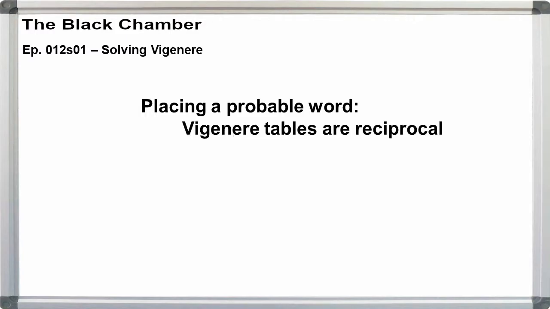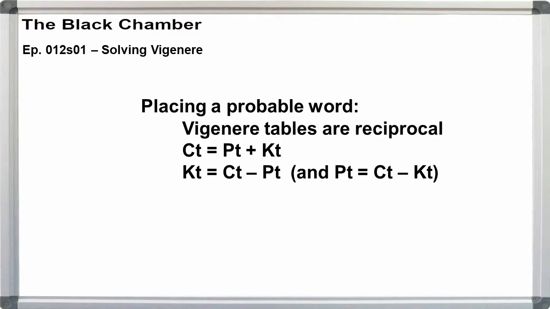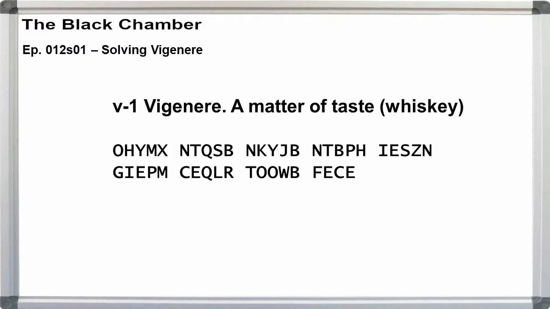The weakness exploited here is that the Vigenere family of ciphers are reciprocal. That is, if you have the plain text and the key, you can create the cipher text. And if you have the plain text and the cipher text, you can extract the key. Let's see how this works using our practice cipher.